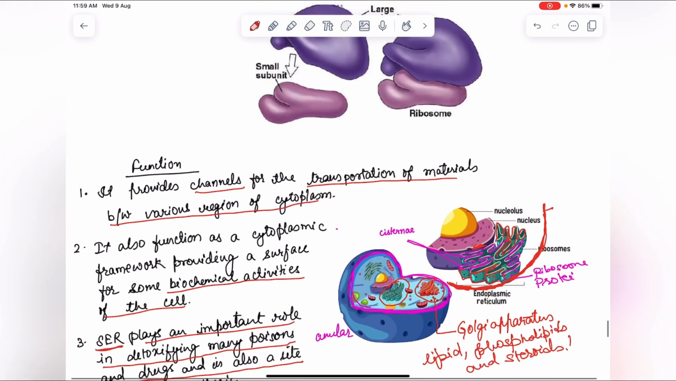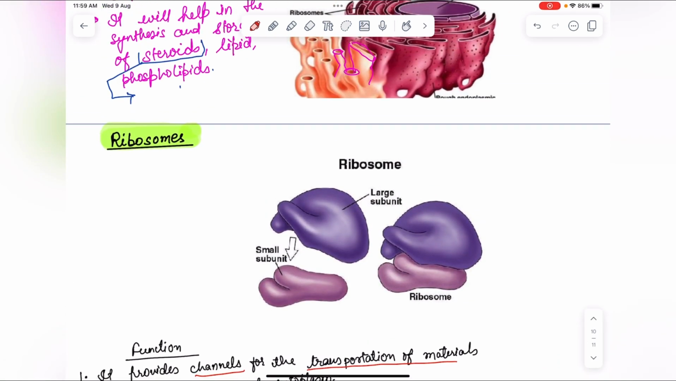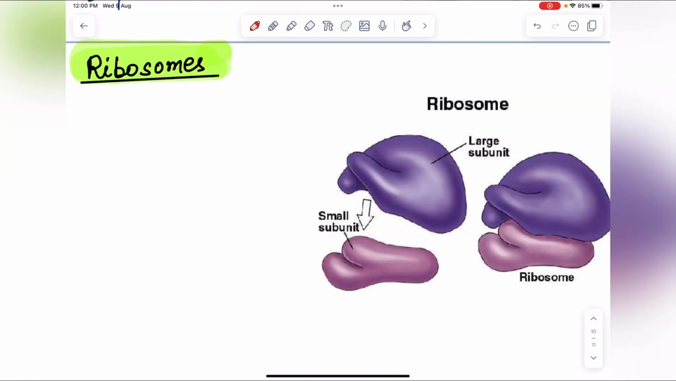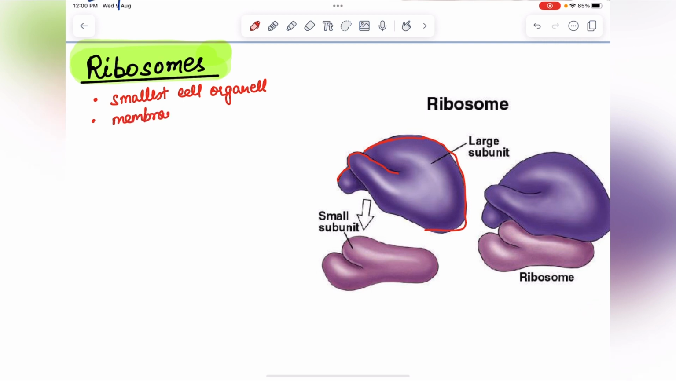Next we will see ribosomes. Ribosomes are the smallest cell organelle, and an outer membrane is not present. It is a membraneless cell organelle, and they are made up of RNA and proteins.